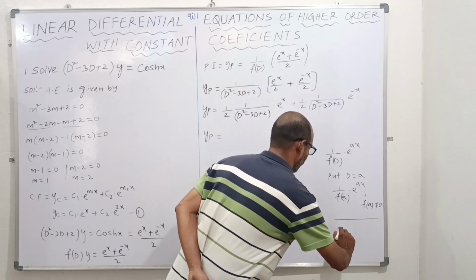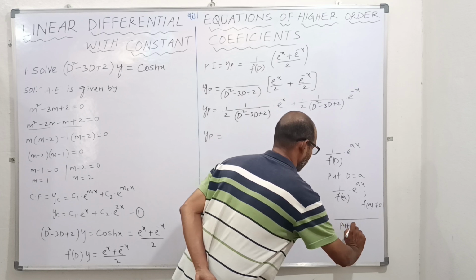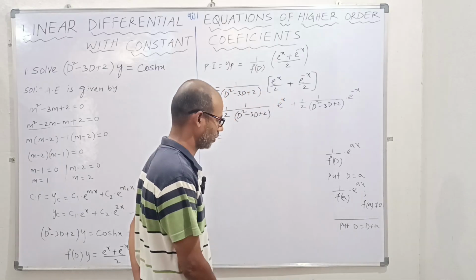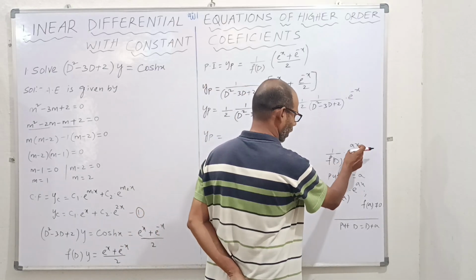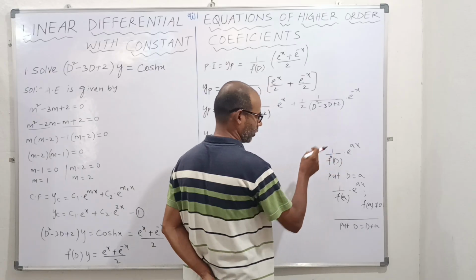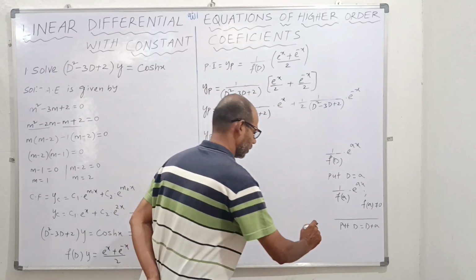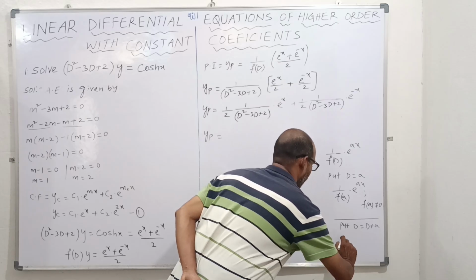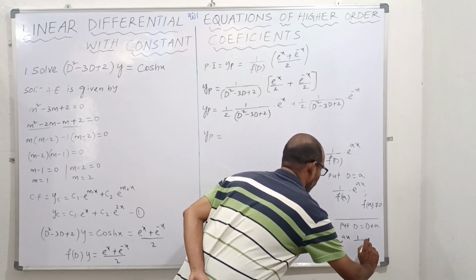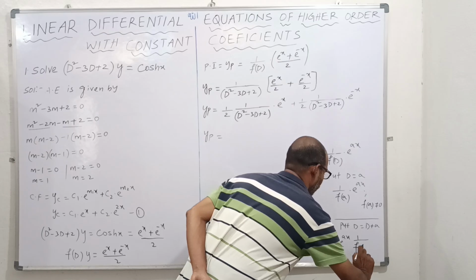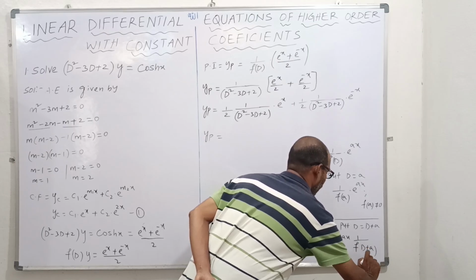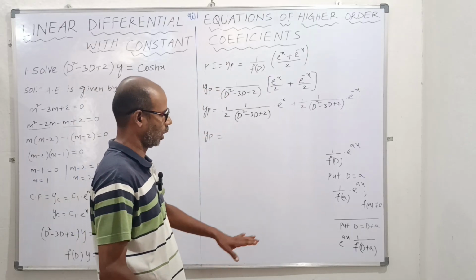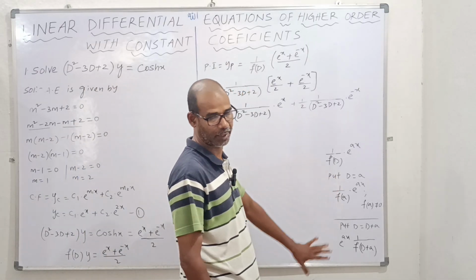What we have to do is put D equals D plus a in the denominator, and move this e power ax to the left of the operator. So we will write it as e power ax into 1 upon f of D plus a. So that is what we have to do in two different cases.